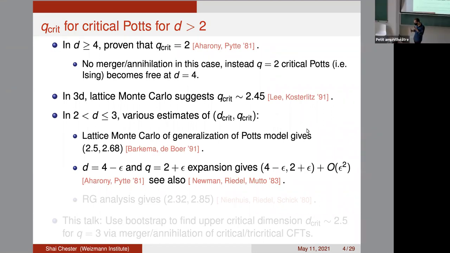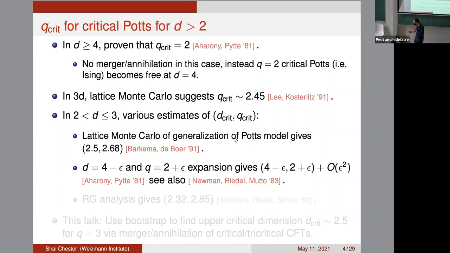In case you didn't hear the previous last few sentences, I'm just describing the largest value of Q such that you have a CFT in various spacetime dimensions D. I just described a certain result claiming that in D equals 2.5, the value of Q critical is 2.68.